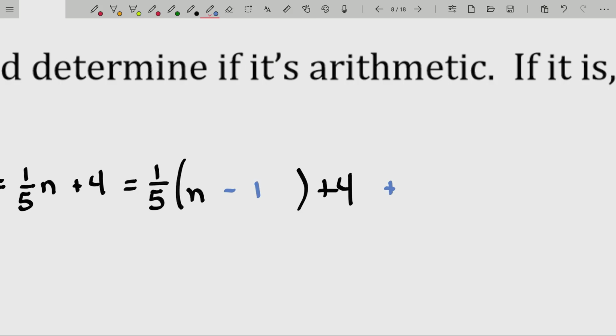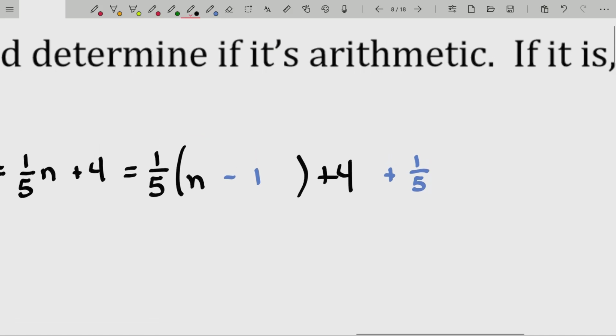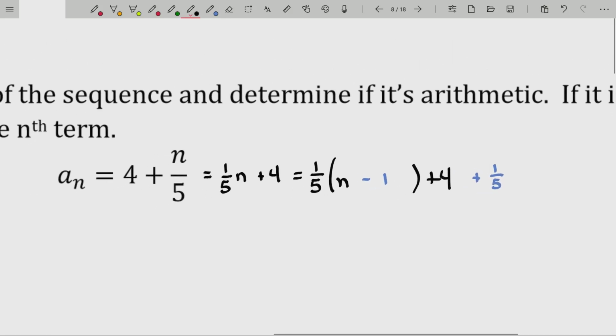Well, that blue ink is not a -1, actually. It's a -1/5. So I need to offset the -1/5 that I included by including a +1/5. And now I have a really nice form for this arithmetic sequence, which is 1/5 times the quantity n-1, and then 4 plus 1/5 is 21/5.